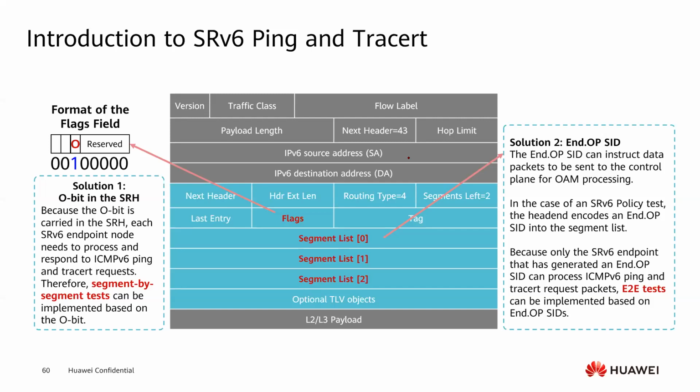The first solution is here, that you put an O bit in the flag, and with the O bit we can directly do the segment by segment test, we can do the ping and trace route. Another is we set some special segment ID. We can call it End.OP. OP means operation. They can do the end-to-end test, right? It is different, segment by segment and end-to-end test. So those two types of solutions have different usage scenarios.